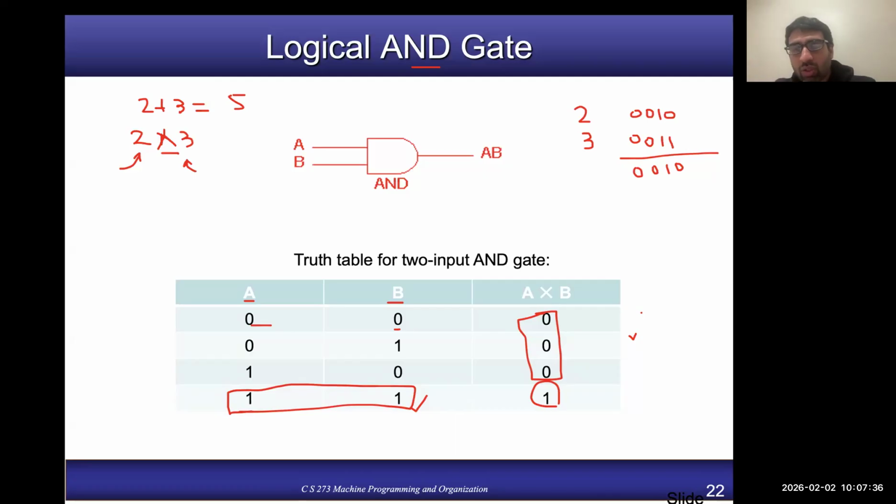No, in AND operation, there is no carry. In AND operation, it is AND, remember? We are not adding, we are doing AND. Yeah, it's good to ask, Ravi. Yeah, good job.